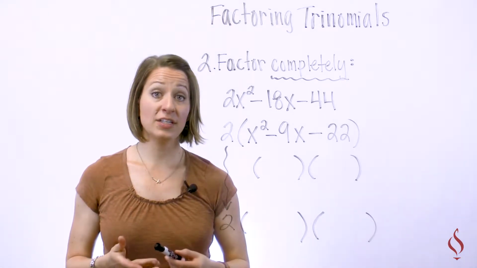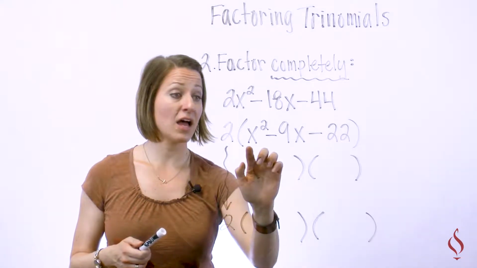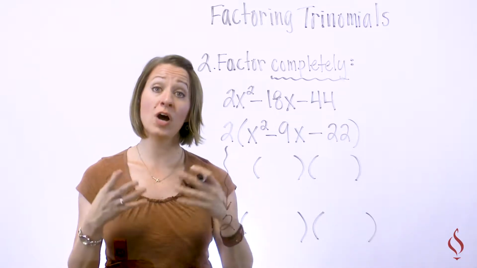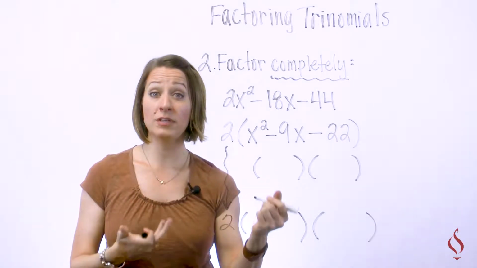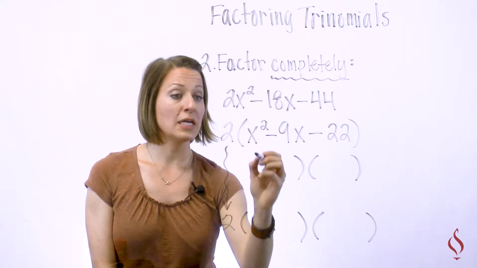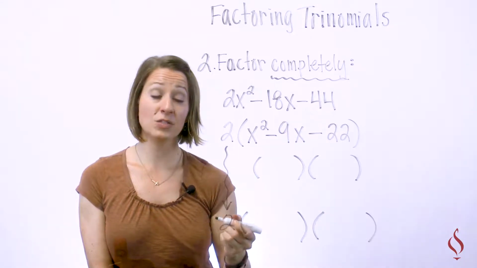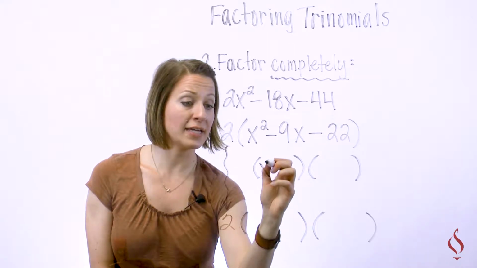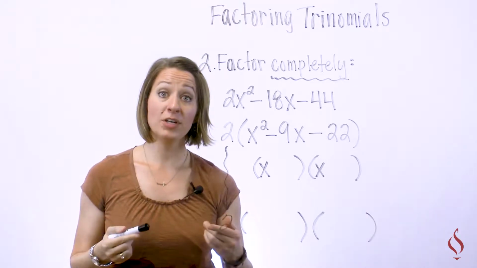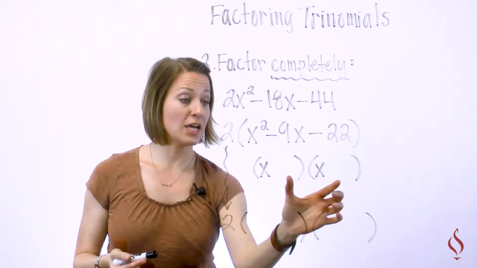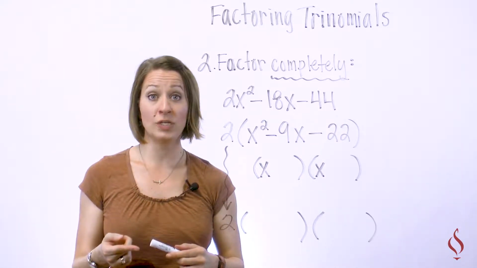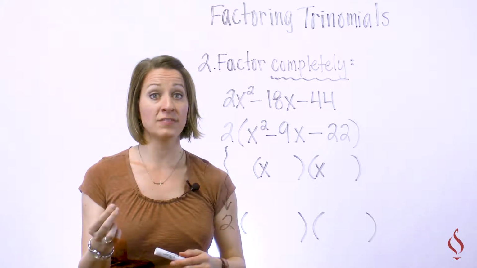Okay, I want you just to look at the trinomial that's inside of this new set of parentheses. This is the part that we are going to unfoil to completely factor this part of the problem. The first term is what multiplied to get x squared, so I want you to write the x times x. All right, now we're going to look for those other two numbers. These two spots, those two numbers need to multiply to negative 22 and add to negative 9.